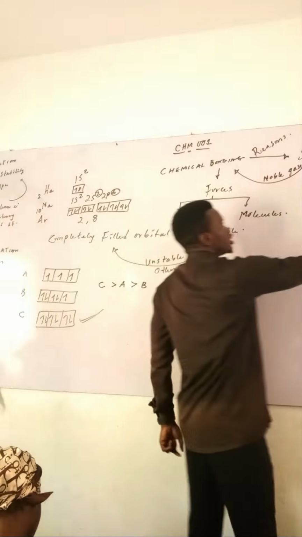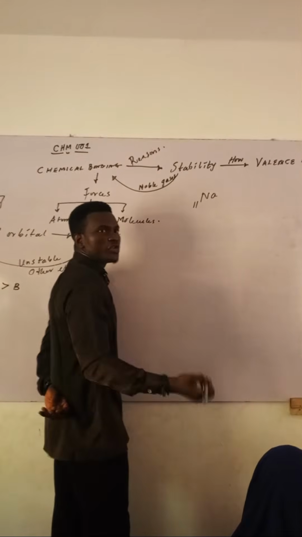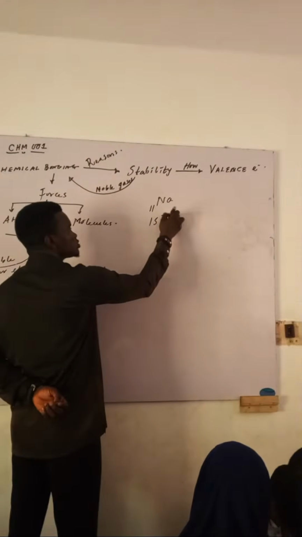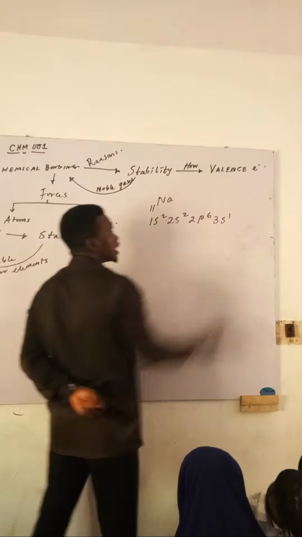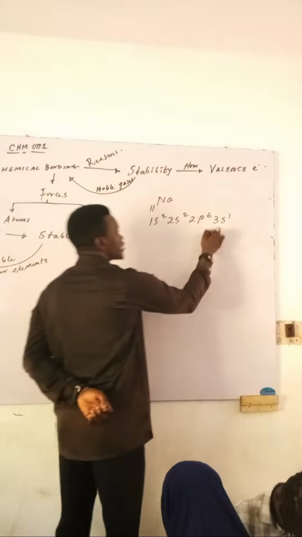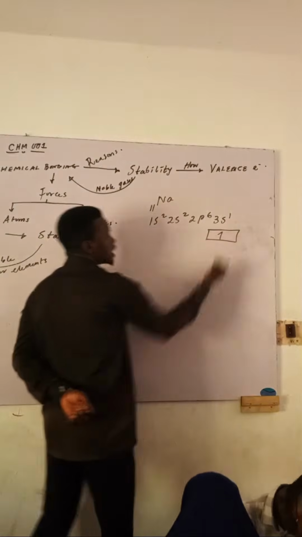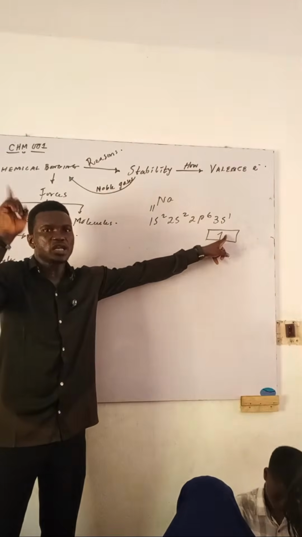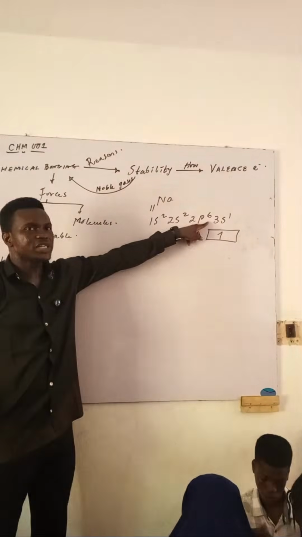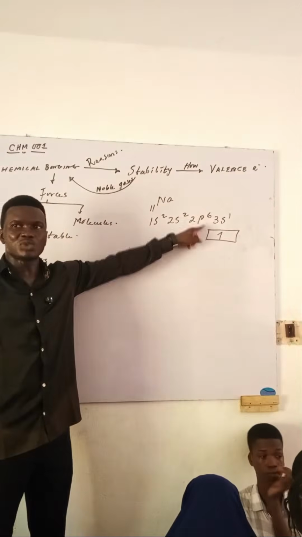I have sodium, for example. Sodium has atomic number of 11. Configuration is 1s2, 2s2, 2p6, 3s1. Abi? So when you look at the outermost shell, there's just one electron, meaning that this shell will be needing one electron. But it does not stop there. That's why you have to understand those quantum numbers.